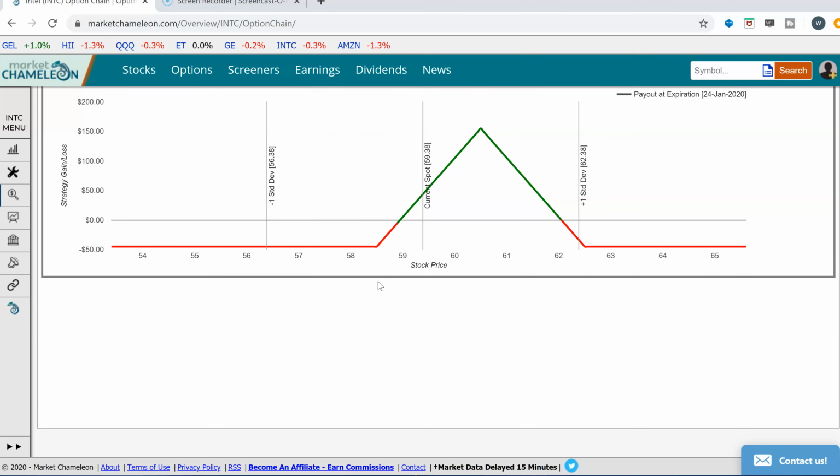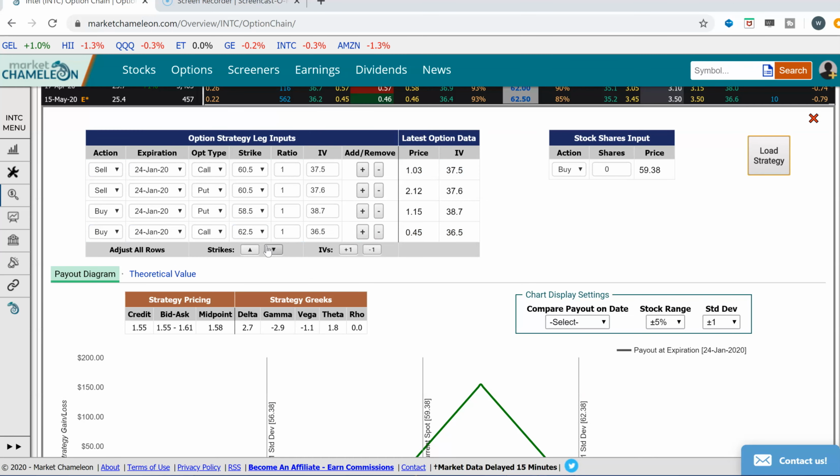So you could see here this butterfly now shifted to the upside. So this line here is where it currently is. So now our max gain is up here if the stock goes up to 60.5 from its current price. And we could do the same thing to this downside. Let's say that our outlook's a little bit bearish.